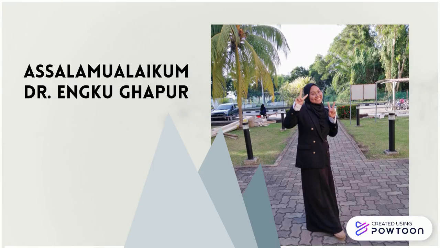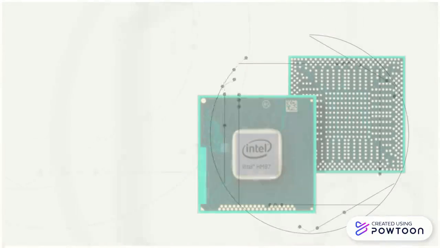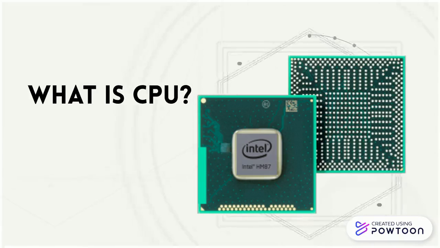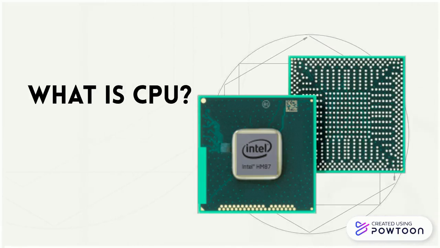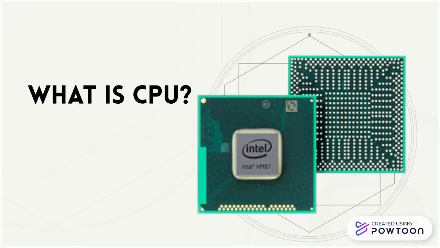Today I will present about how CPUs are made. Central Processor Unit or CPU, also called a central processor, is the electronic circuitry within a computer that executes instructions that make up a computer program.